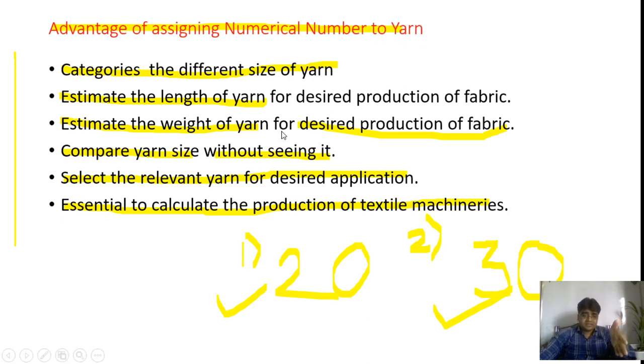Now let us summarize once again. It is going to help you categorize the different sizes of yarn, estimate the length of yarn, and estimate the weight of yarn. It is helping you for comparison purposes, for selection purposes, and for calculation purposes. So these are some advantages of assigning yarn numbers to the yarn.